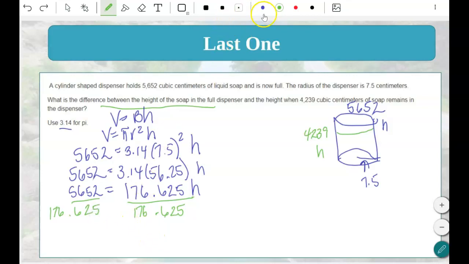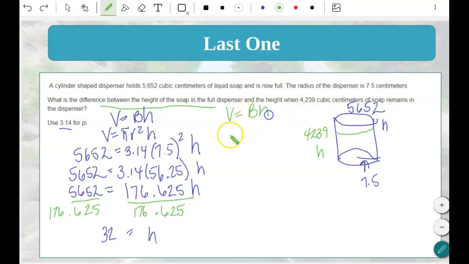So when it's full, let's go ahead and do that. Put it into your calculator: 5,652 divided by 176.625. It's actually 32. So that's when it's full. 32 is the height. Now let's go ahead and do it when it's at 4,239.